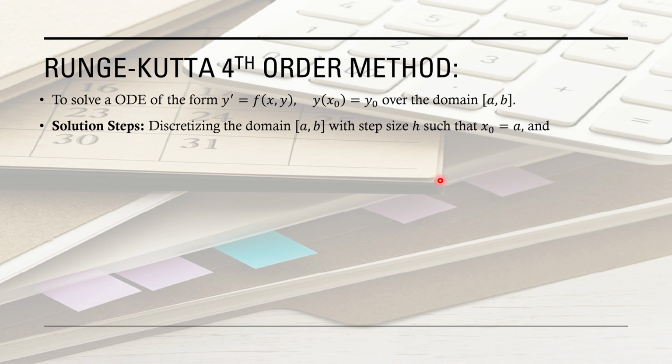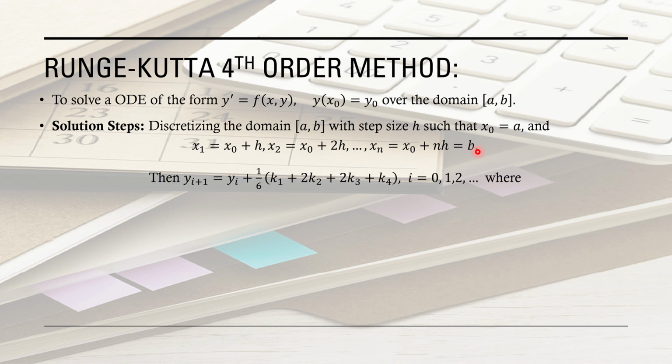X naught will be taken as a, and then we consider the following points. X1 will be taken as x naught plus h, x2 will be taken as x naught plus 2h, and so on. Generally we take xn equals x naught plus nh, where this quantity is the right end of the interval, that is equal to b.